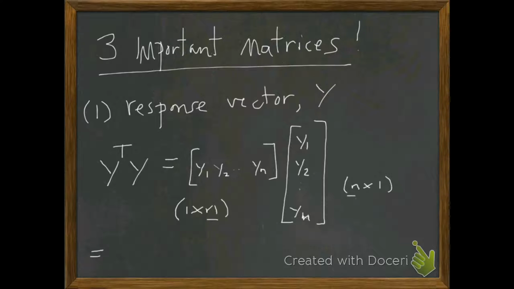Well, linear combination, boys and girls. First entry times the first entry. Second entry times the second entry. And so on. Which obviously is just going to be the matrix of the sum of our y values squared.